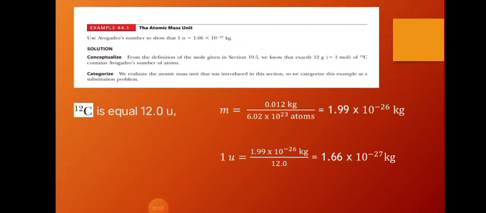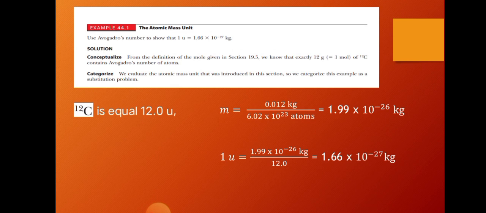Let's solve this example. Example 44.1, the atomic mass unit. In this example, we must prove that 1 u is equal to 1.66 times 10 to the negative 27 kilograms. In order to solve this, first we must conceptualize. From the definition of the mole given in section 19.5, we know that exactly 12 grams, or 1 mole of 12C, contains Avogadro's number of atoms.